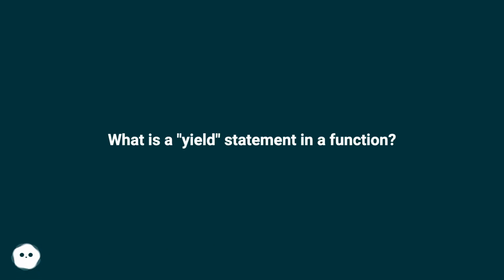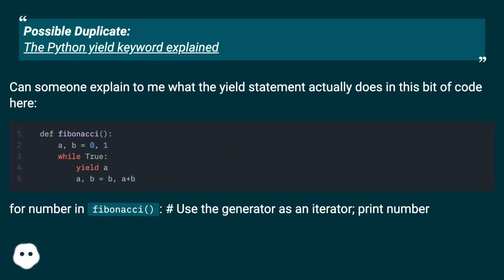What is a yield statement in a function? Possible duplicate: the Python yield keyword explained. Can someone explain to me what the yield statement actually does in this bit of code here? For number in Fibonacci: # use the generator as an iterator, print number.